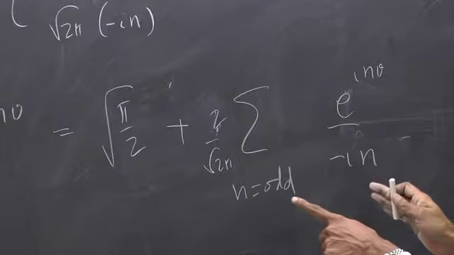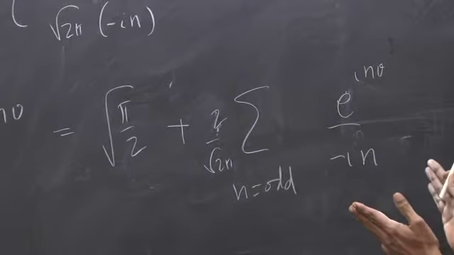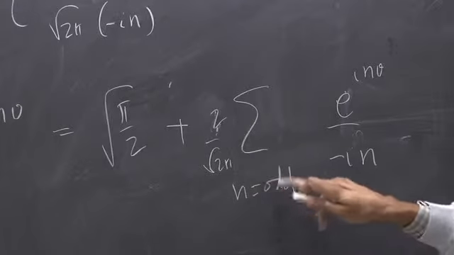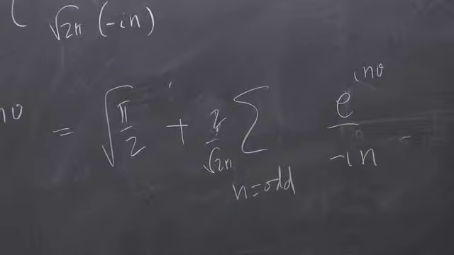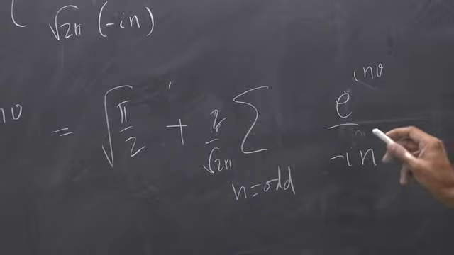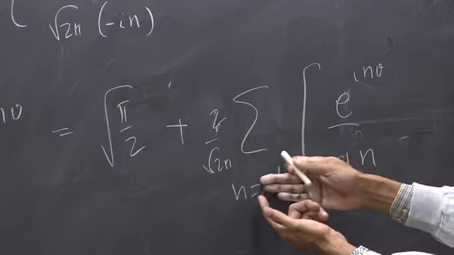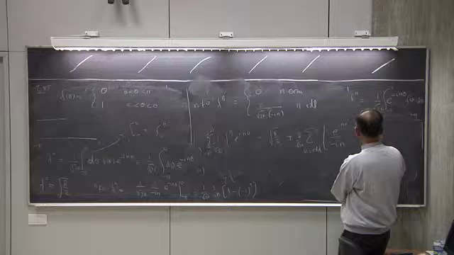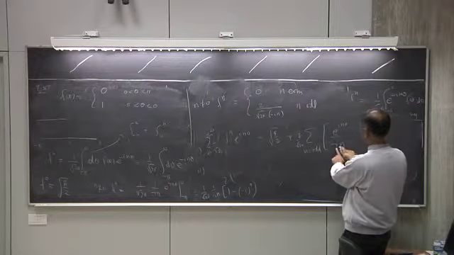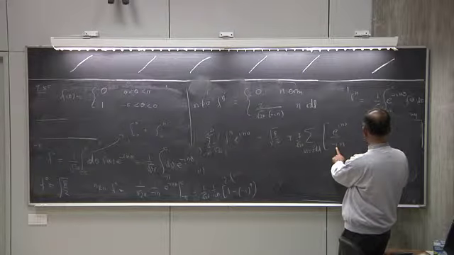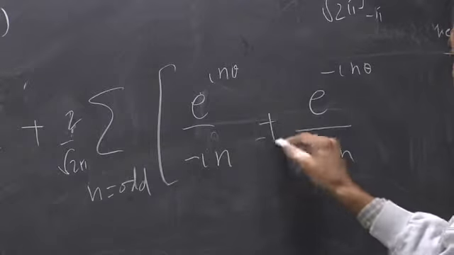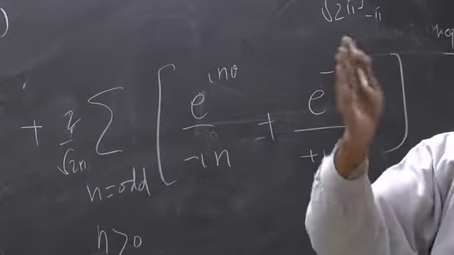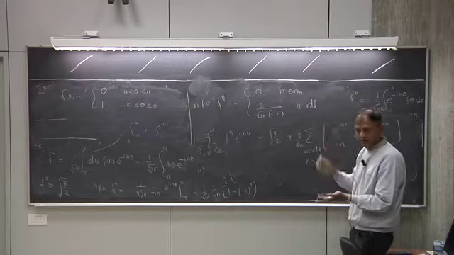But I can combine the positive n and negative n together, right? I mean, here n is both positive and negative. So for example, n equal to 1, n equal to minus 1, n equal to 3, n equal to minus 3. But what will happen if I take n and minus n? When I exchange n with minus n, I will get here e to the minus I n theta. But this picks up a sign, plus I n now, and I have to add these two things. And now I take n positive, because I have summed already, both taken into account the negative guys. Okay.